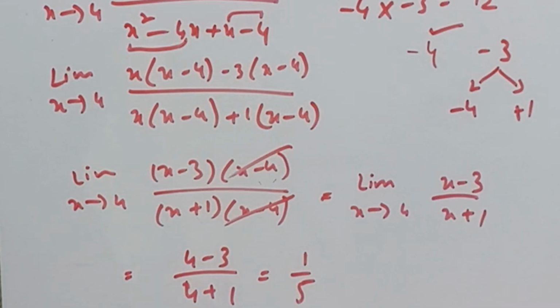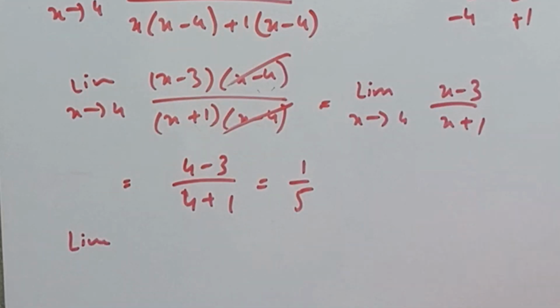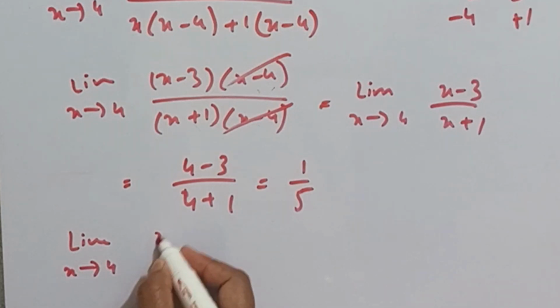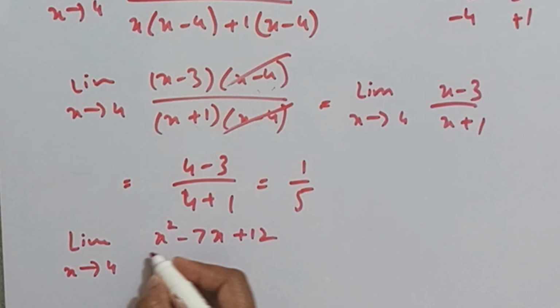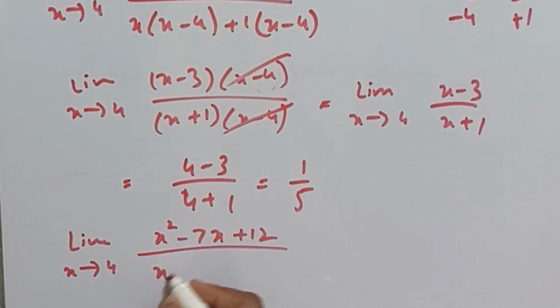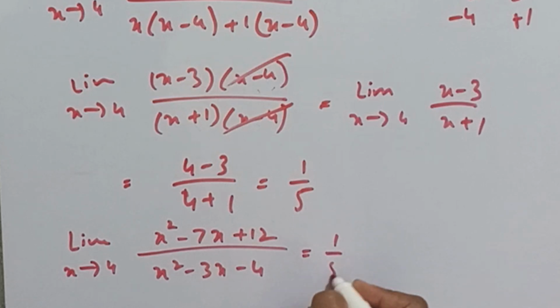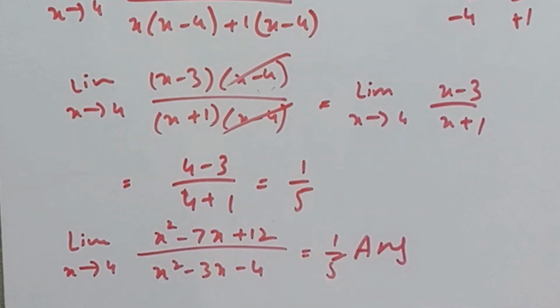So in our question, the limit as x approaches 4 of (x square minus 7 times x plus 12) over (x square minus 3 times x minus 4) is equal to 1 over 5, and this is our answer.